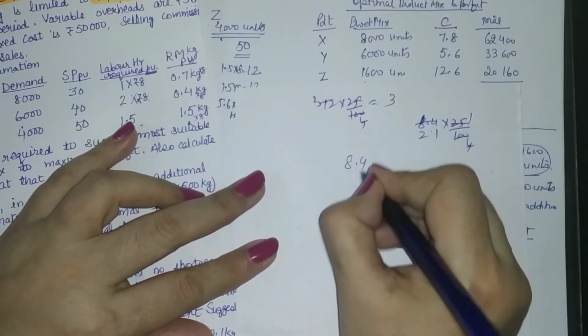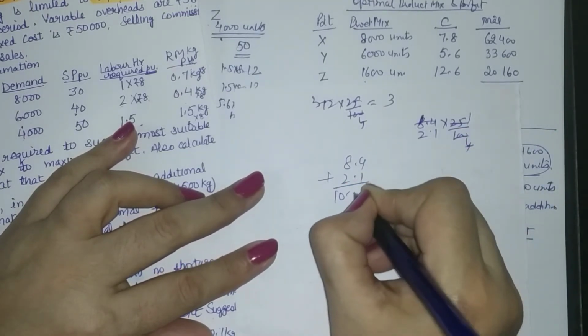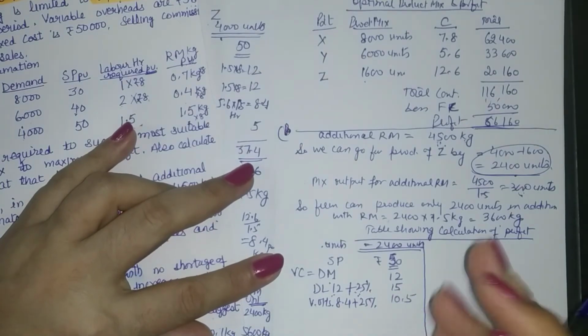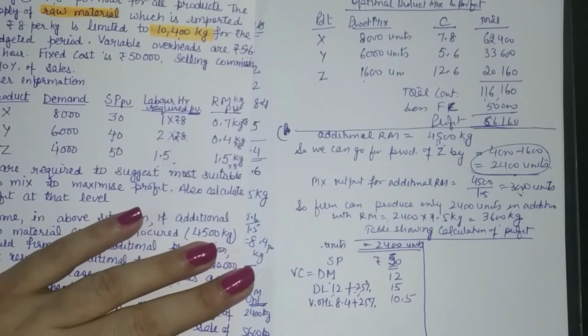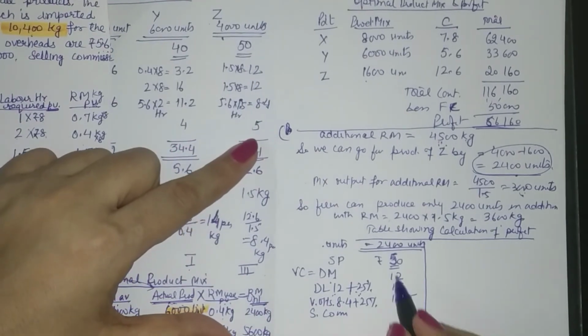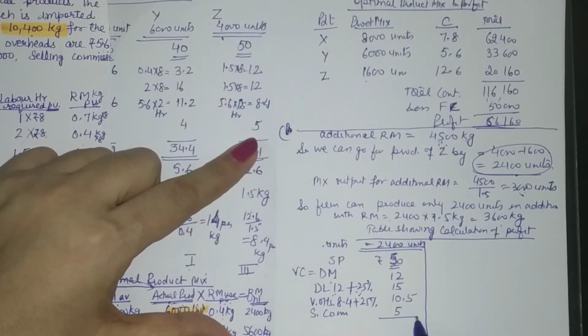So 8.4 plus 2.1, 10.5. So we are making a cost sheet for this additional production. Okay. Then you have selling commission. It was there, 5 rupees, 10 rupees of variable cost. It is going to be the same. So this is going to be 42.5.